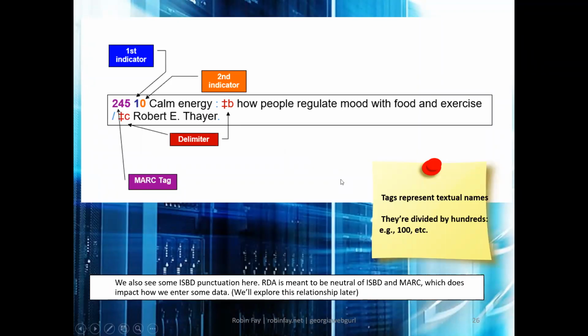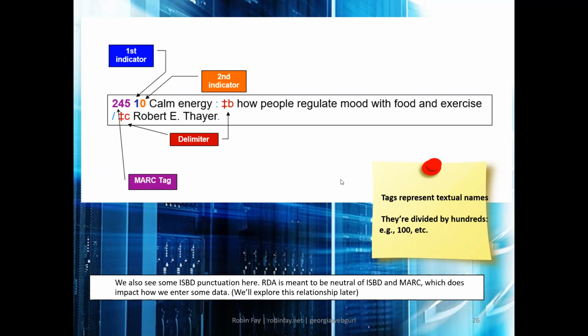So this is my little handy dandy MARC graph I came up with a while ago. I still like it, still use it. There's your 245 MARC tag, your first indicator, second indicator. There's your delimiter with your subfield B, and you can see some punctuation here with the periods and the colon and things like that. We'll talk more about ISBD towards the end because we have some new developments about ISBD.